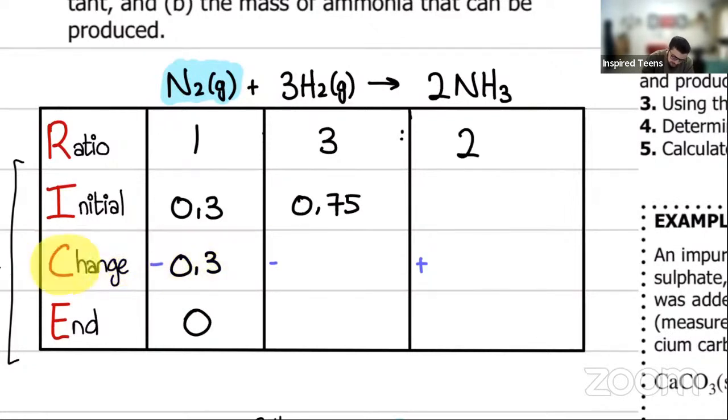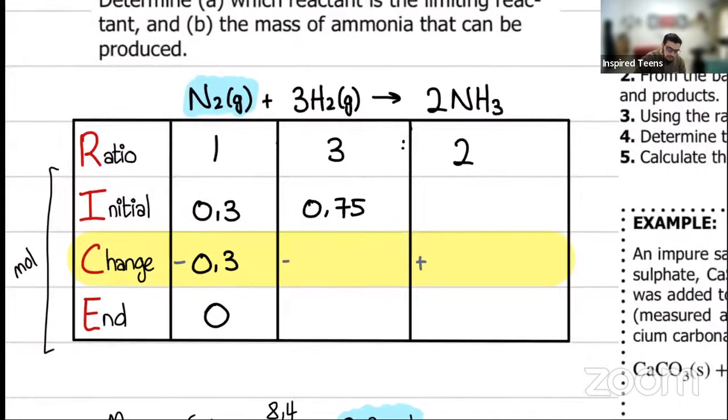Now you're going to hear me say this about 678 billion times because it's important. Technically, once you've gotten your first value in the change, it's like you've solved the entire question. That's how important it is to get to the change. Once you've got your first value in change, it's like you've solved the entire question.